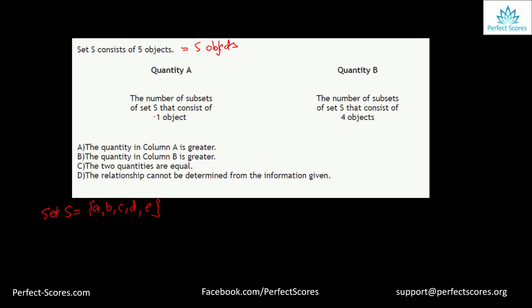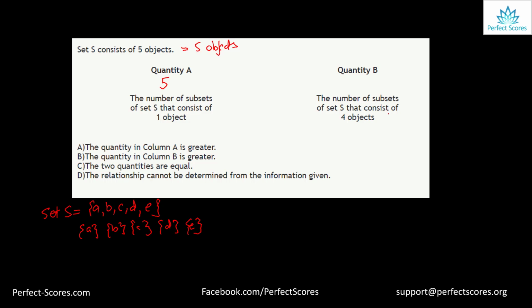These are the 5 objects. And the number of subsets of set S that consist of 1 object. So how many subsets can I have which consist of 1 object? That's just A, B, C, D, and E, right? So that is the number of subsets of S that consist of 1 object. So the quantity here is 5.